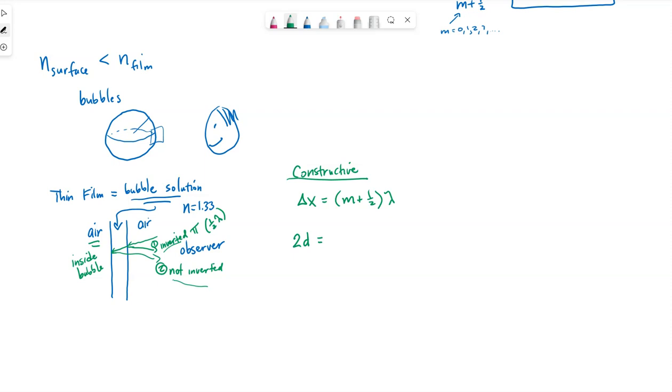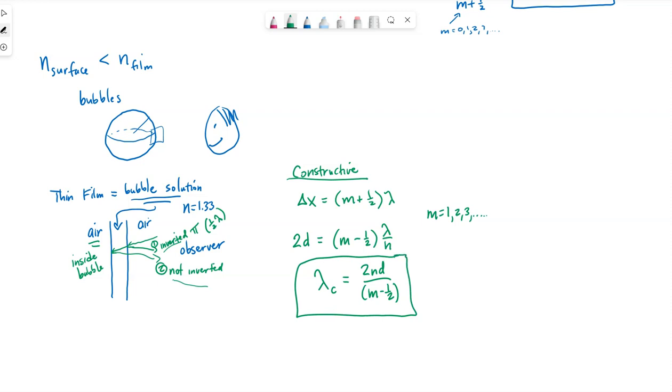So the distance is still 2d. We're still assuming normal incidence. We still change this to m minus 1/2 so that we can use m values that start at 1 instead of 0. And so we find that the wavelengths that will constructively interfere are described by this equation, 2nd, where n is for the film specifically, and m is this multiplier, meaning there's multiple wavelengths that will constructively interfere.